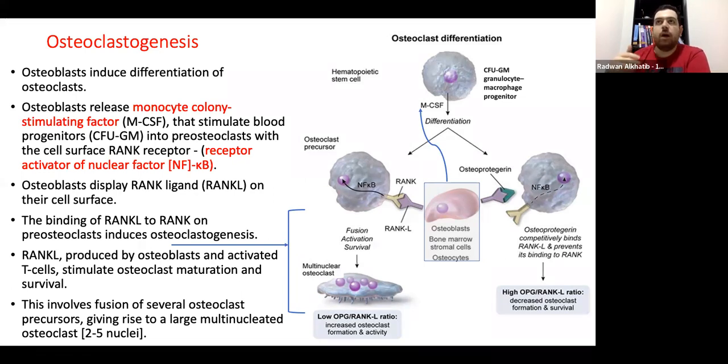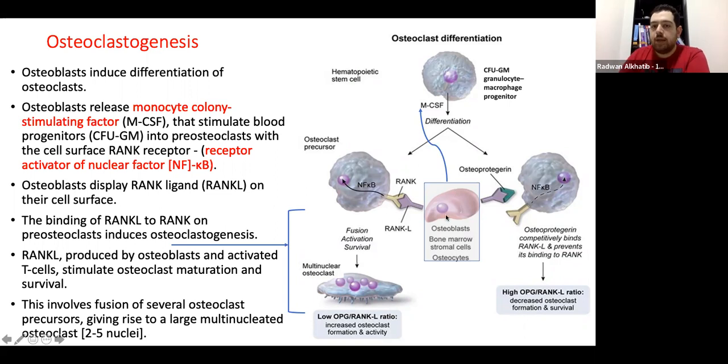Okay, now after we've sensed that there is an increase in the pressure and the guy started going to the gym and we need to increase the bone remodeling, how do we start this process on a physiological level? The osteocytes first send the signal to the osteoblast, and then the osteoblast will start the entire process.